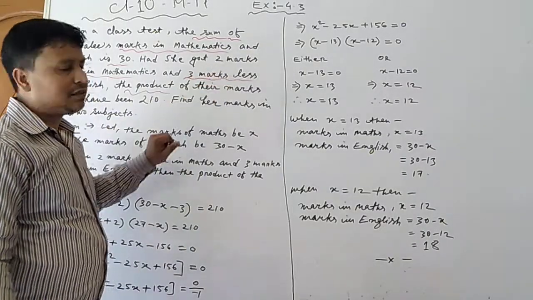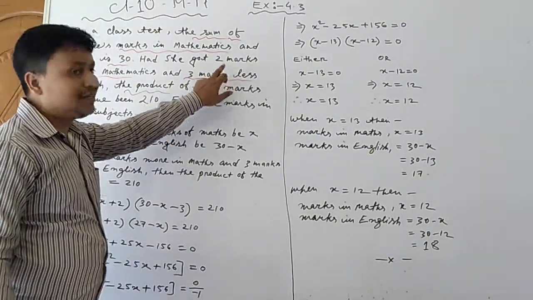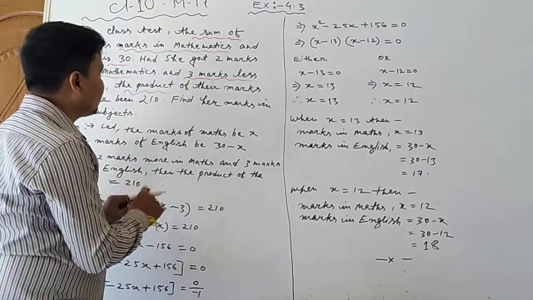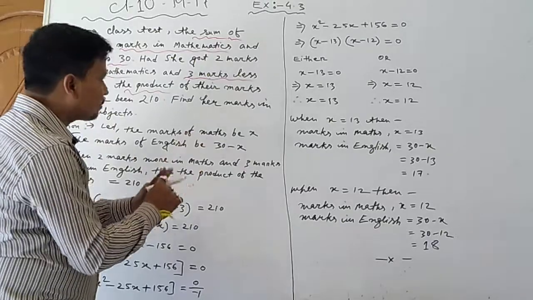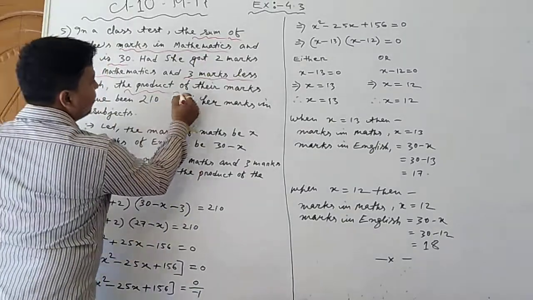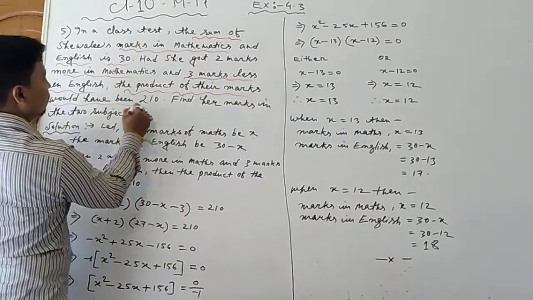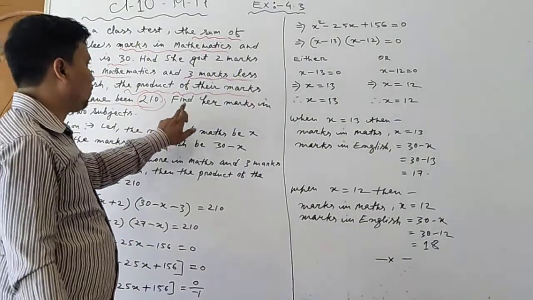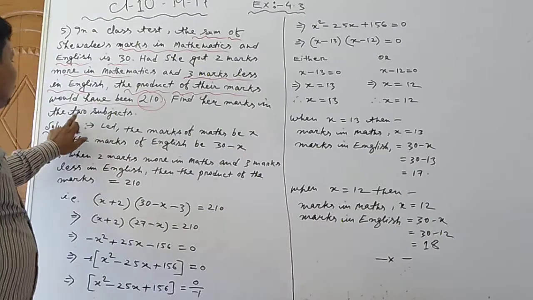After changing the marks in each subject, whatever marks are left now in maths and in English, the product of those 2 marks is equal to 210. Find her marks in the 2 subjects.